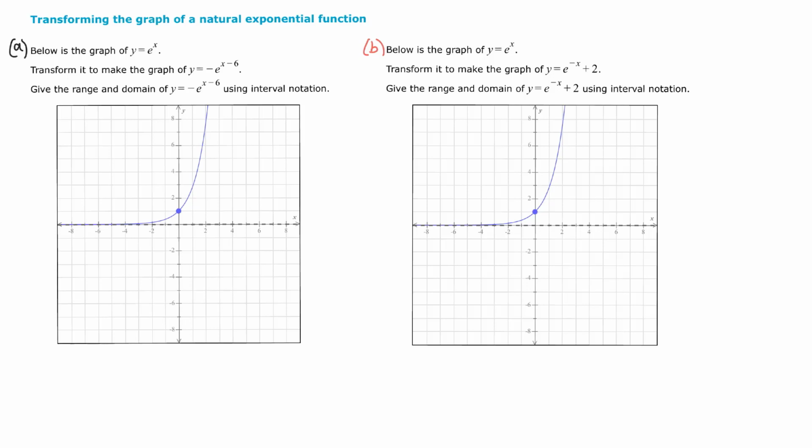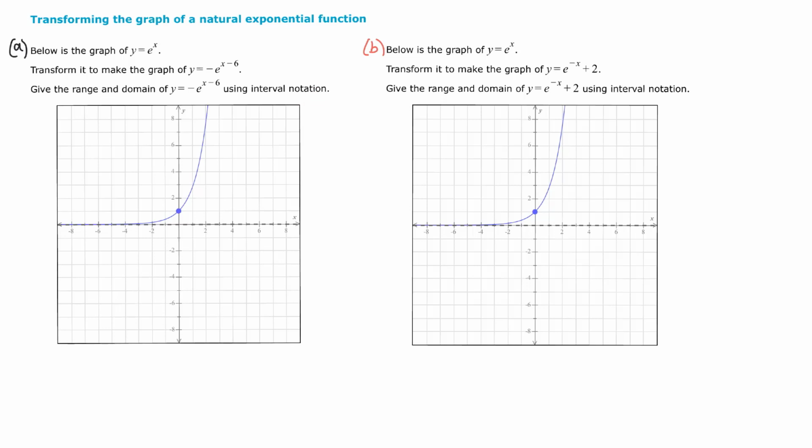Let's graph some exponential functions using transformations. Below is the graph of y equals e to the x. Transform it to make the graph of y equals the opposite of e to the x minus 6. Give the range and domain of this new function using interval notation.